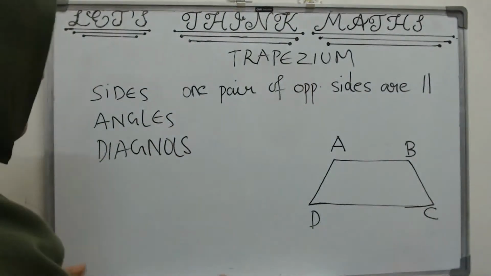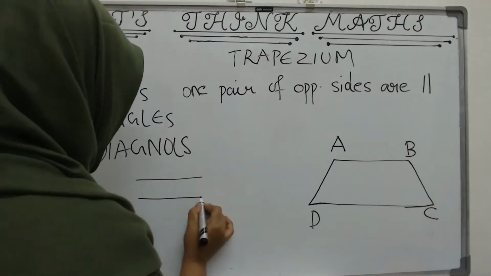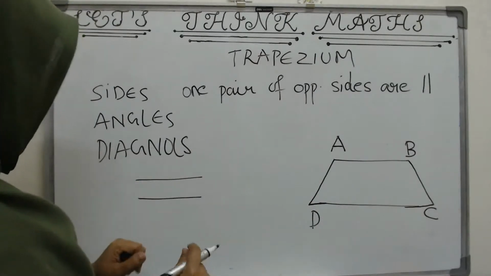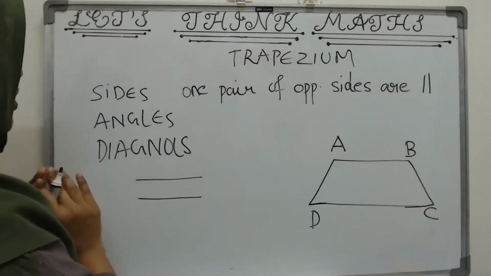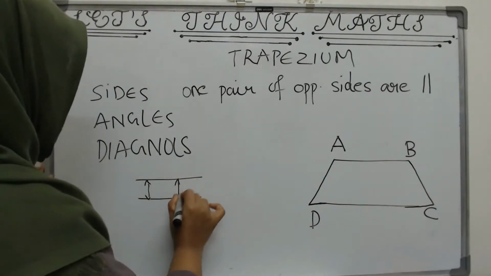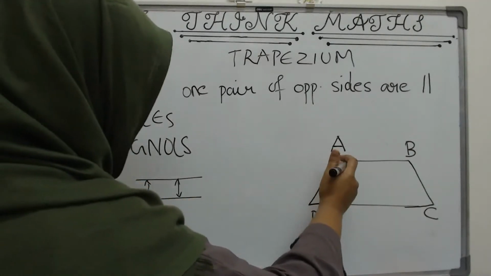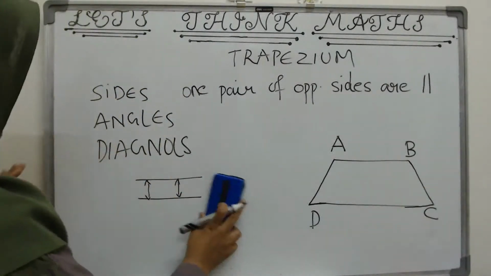Now, what are parallel lines? Any two lines are said to be parallel if however much you extend them, they will never meet. Also, the distance between the two parallel lines will always be equal. Look at this. Or in other words, the parallel lines will always be equidistant. You take this distance or this distance or this distance, it will always be same.